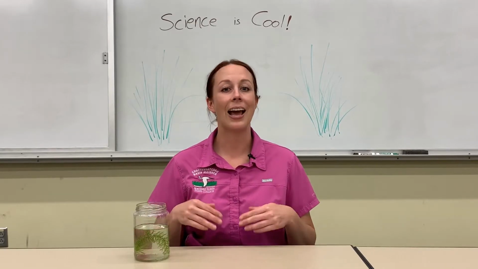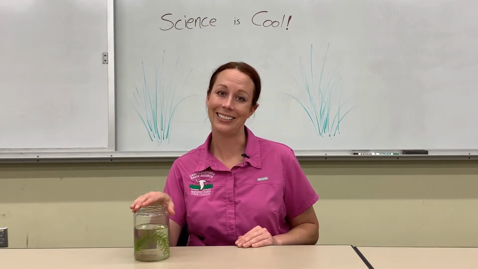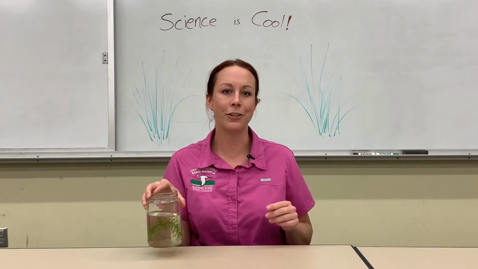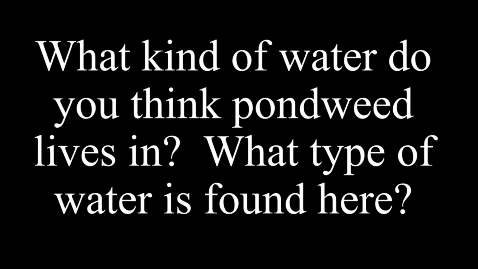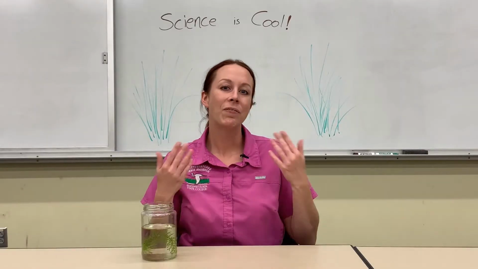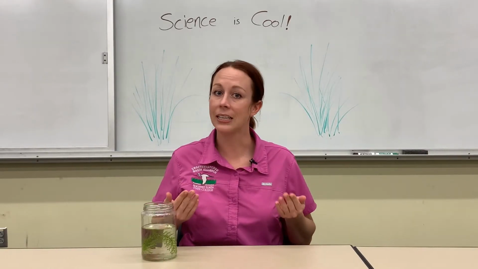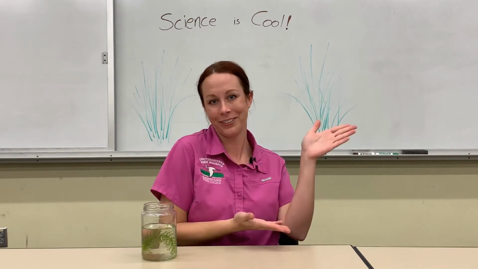Another plant that has adaptations to live in a certain kind of water is Elodea canadensis, also known as pondweed. What kind of water do you think it lives in? Pause the video now to discuss. Freshwater. In order to see if it can adapt to a different salinity, we are going to look at its cells under a microscope.